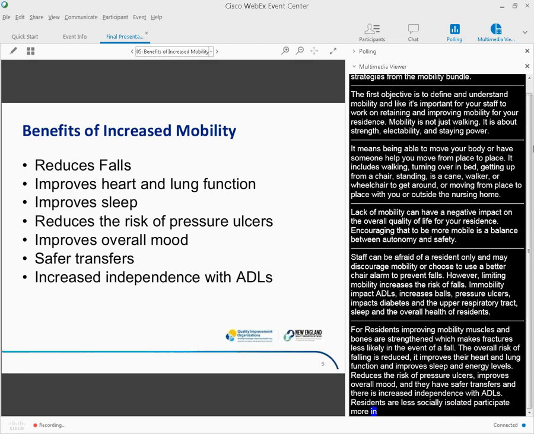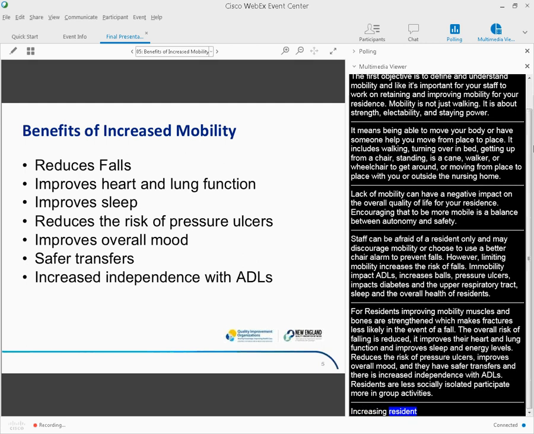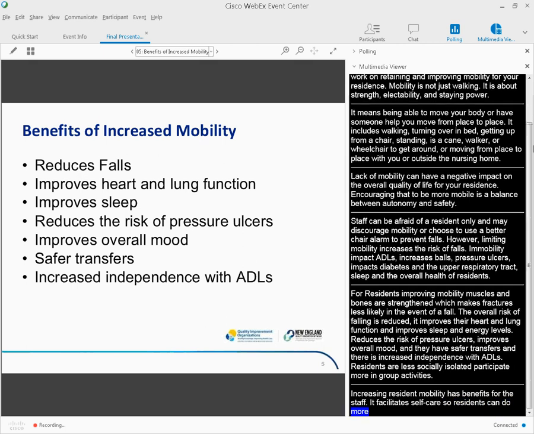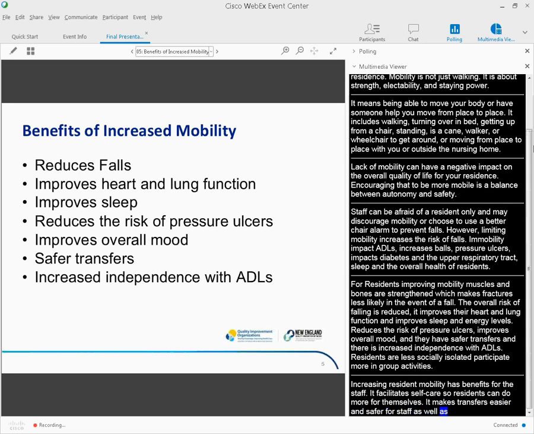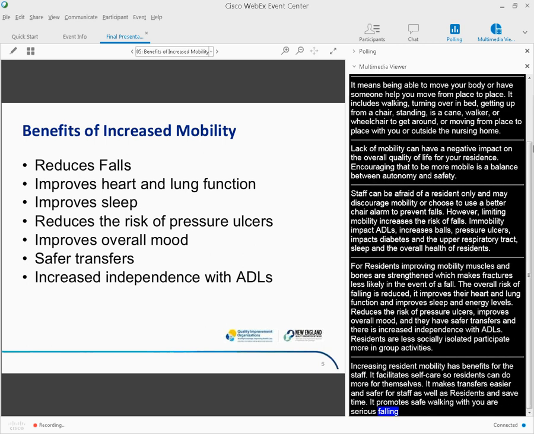Increasing resident mobility also has benefits for the overall staff. It facilitates self-care, so residents can do more for themselves. It makes transfers easier and safer for staff as well as residents, ultimately saving them time. It promotes safer walking with fewer serious falls, and it enables residents to access toilets more quickly and easily to promote continence.